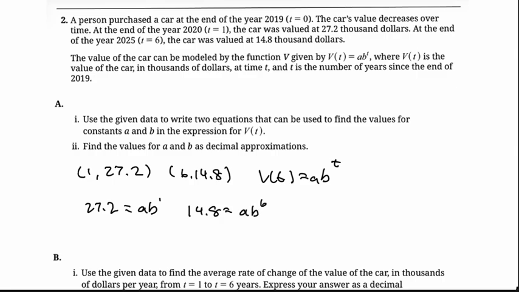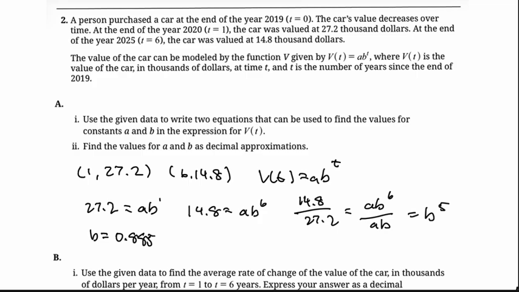And we can solve for this by doing 14.8 divided by 27.2. So that gives us a times b to the sixth divided by a times b equals b to the fifth power. And then solving for b, we can use decimals, and we can get that b equals 0.885. And then we use the first equation by plugging b back into it, and we can find that a equals 30.719.